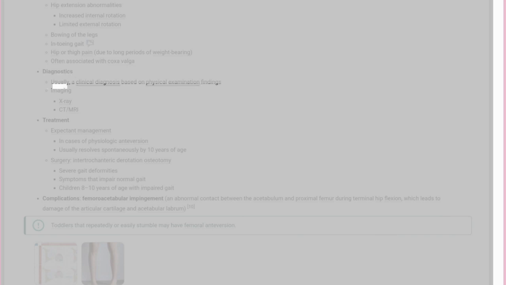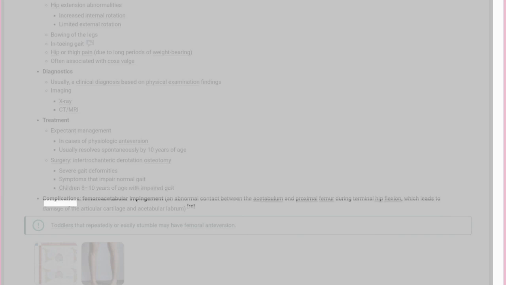Diagnostics: usually a clinical diagnosis based on physical examination findings. Imaging: X-ray, CT/MRI. Treatment: expectant management. In cases of physiologic anteversion, it usually resolves spontaneously by 10 years of age. Surgery, intertrochanteric derotation osteotomy, for severe gait deformities, symptoms that impair normal gait, children 8 to 10 years of age with impaired gait.